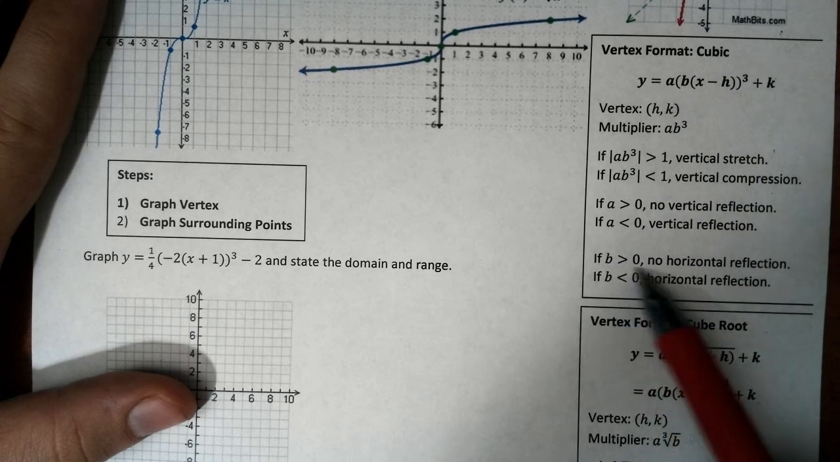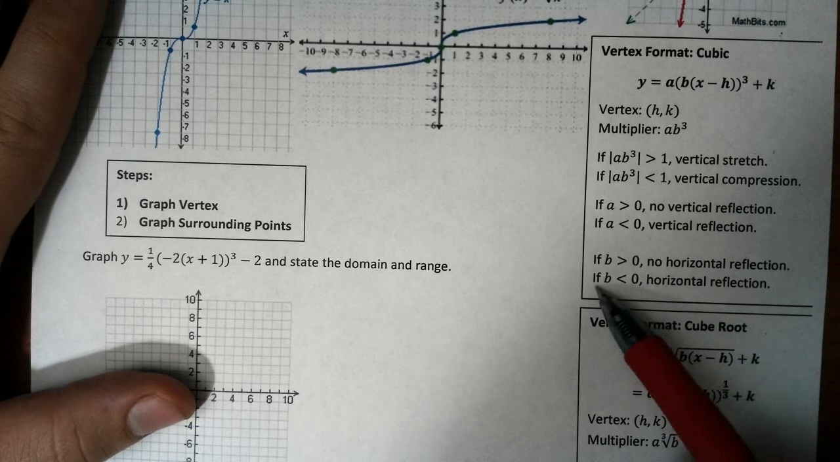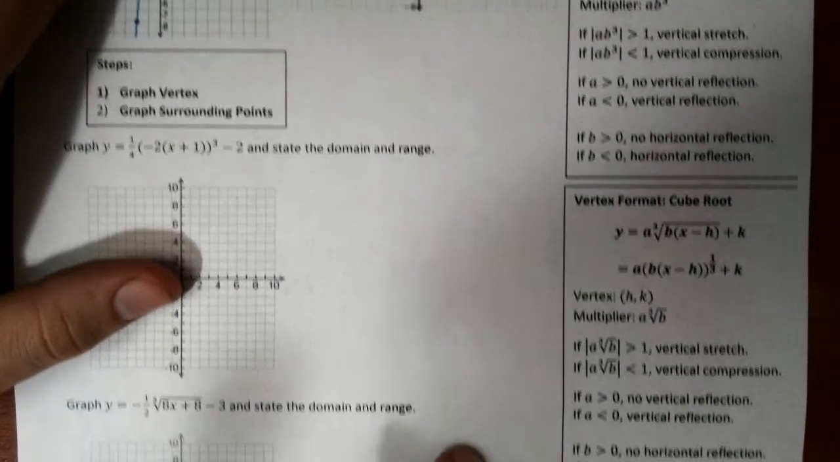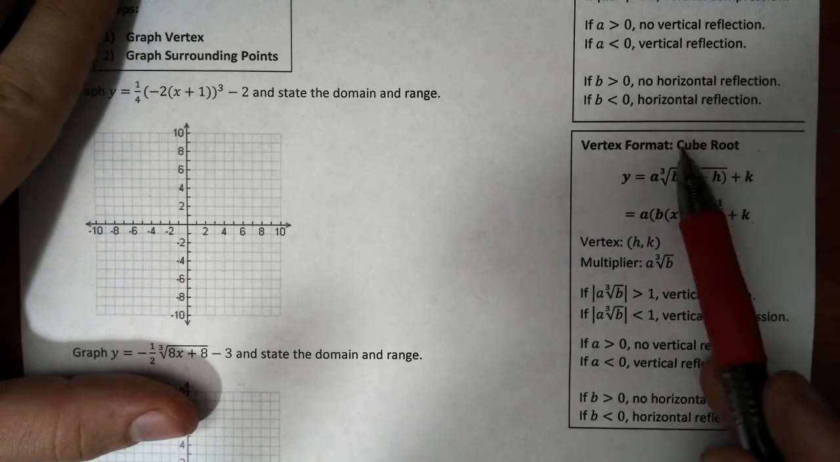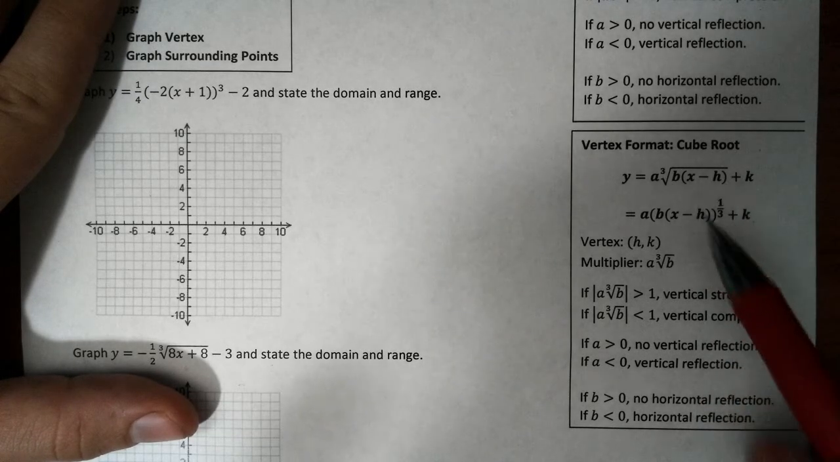it's going to be affecting our function horizontally. If b is positive, then there's no horizontal reflection, but if b is negative, then there's a horizontal reflection. And we can see how these rules are almost identical for our cube root function. They're just going to be with the cube root, of course.